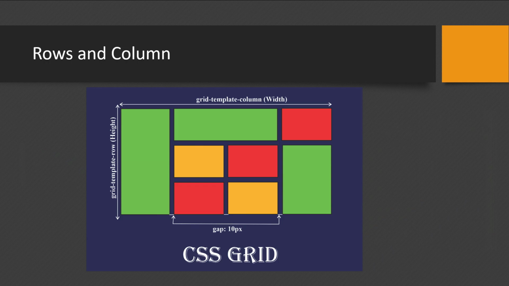So here are rows and columns. We will define the rows and columns inside our grid system like this. This is grid-template-columns, where you can define the width. And this is grid-template-rows, where you can define the height inside the row section. And between each box there is a gap, or you can say space. So this is called gap, right?